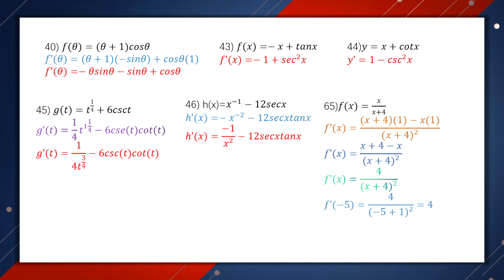And then we replace x by -5. So it becomes 4 over -5 plus 4 squared. And it's finally equal to 4. So it's y minus 5 equal to 4 times x plus 5.